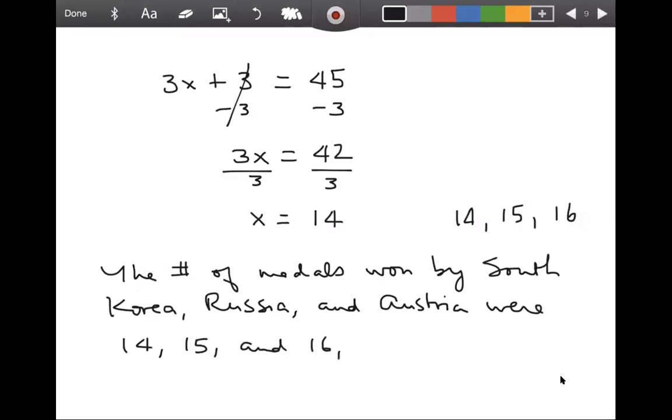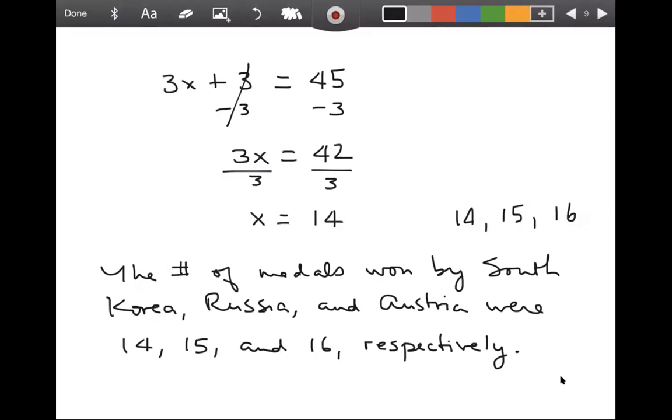Here's something you may or may not know. When you write three answers in sequence like that, and you want the 14 to go with South Korea, the 15 to go with Russia, 16 to go with Austria, you should use the word respectively. That means the two lists are kept in the same order. So I try to sometimes teach you a little random fact, even if it isn't about math.